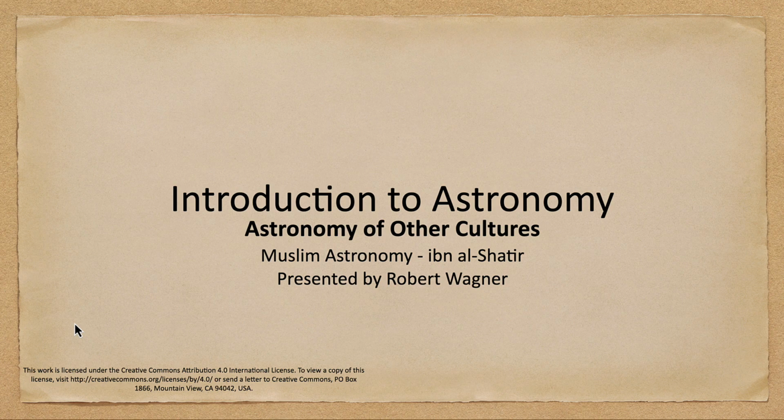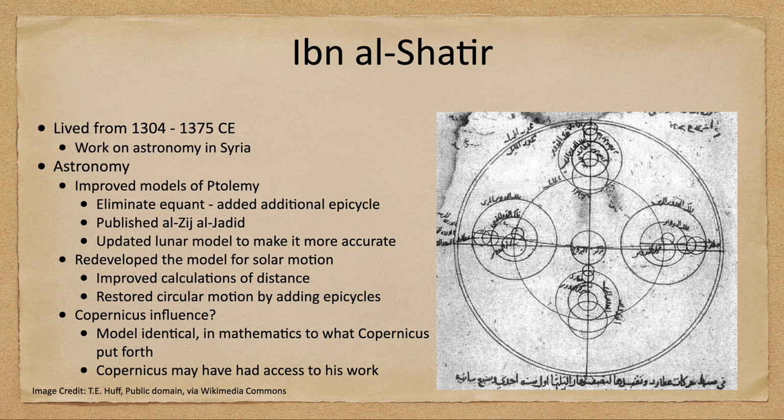In this week's Astronomy of Other Cultures, we continue our look at Muslim astronomy, and we'll talk about the astronomer Ibn al-Shatir and look at his contributions to astronomy of this era. So, Ibn al-Shatir lived from 1304 to 1375 and worked on astronomy in the region of Syria.